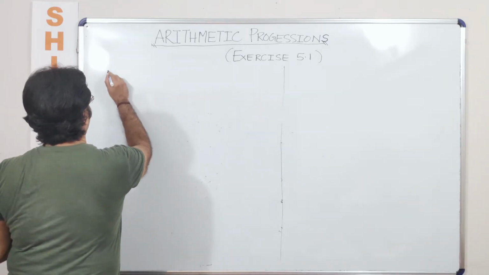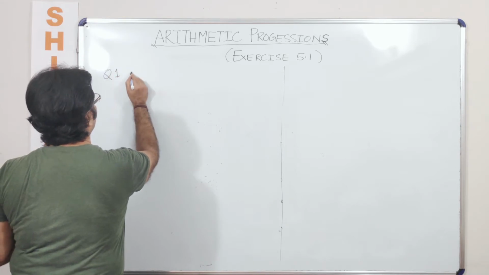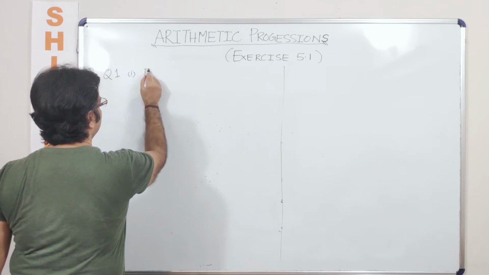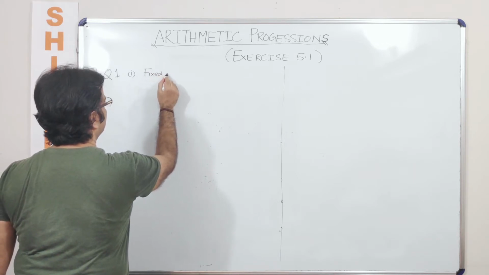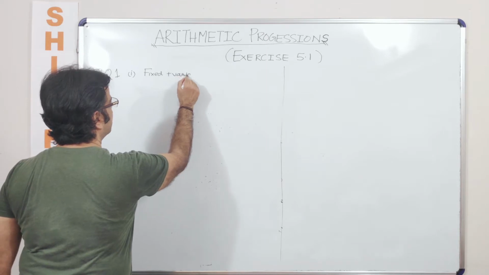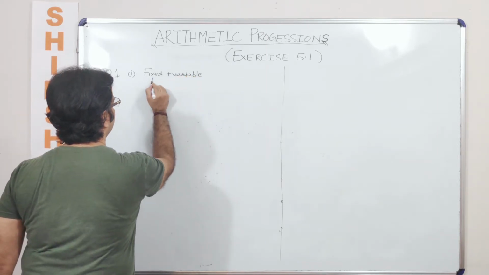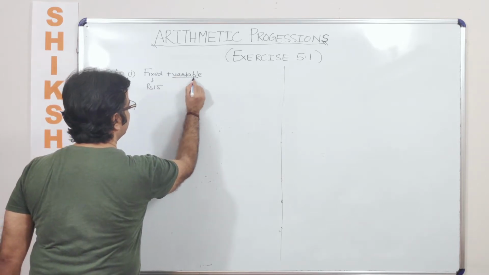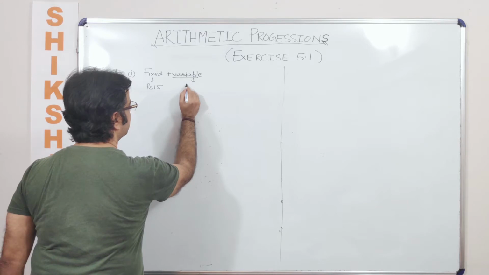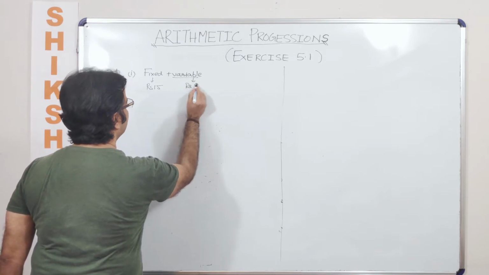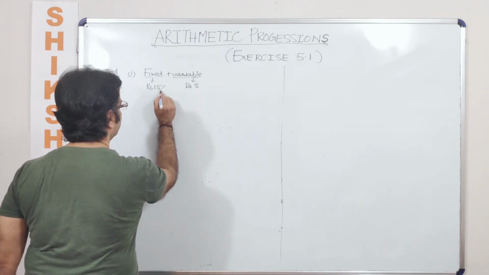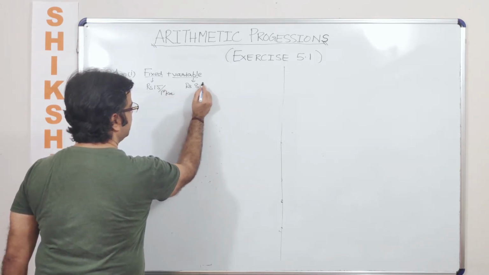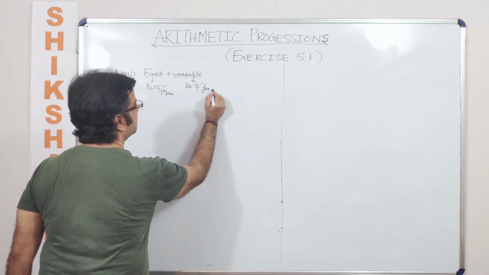Now we are talking about question number 1 and the first sub part. The taxi fare is basically fixed plus the variable part. Now what is the fixed part here? The fixed part is rupees 15, and thereafter the variable part is rupees 8 for every kilometer. After the first kilometer it is rupees 8 for every kilometer.